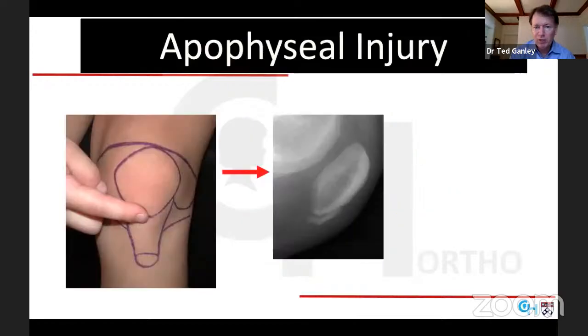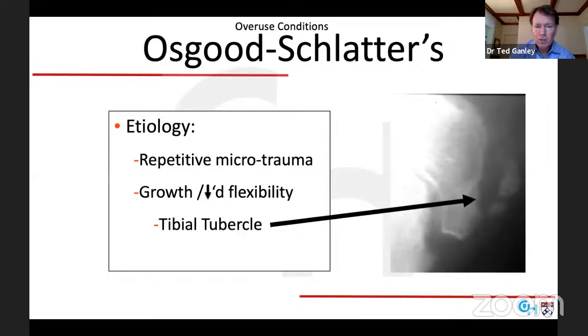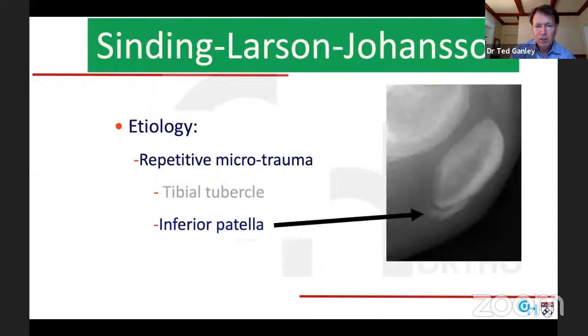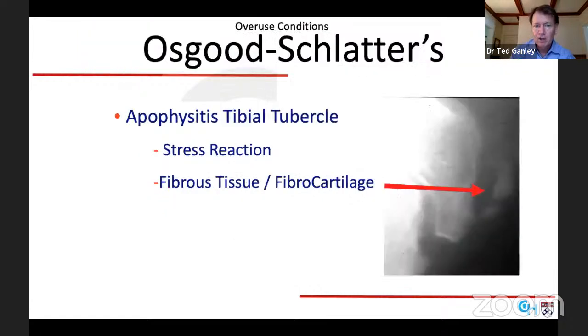Touching base on apophyseal injury, we know that there's chronic repetitive microtrauma with kids with their sports, their rapid growth spurts, decreased flexibility, and at the tibial tubercle, it's Osgood-Schlatter's, the name originally described from physicians in the U.S. and Switzerland simultaneously over 100 years ago. If it's at the inferior pole of the patella, it's Sinding-Larsen-Johansson condition. It's an apophysitis, a stress reaction that can fill with fibrous tissue, fibrocartilage.